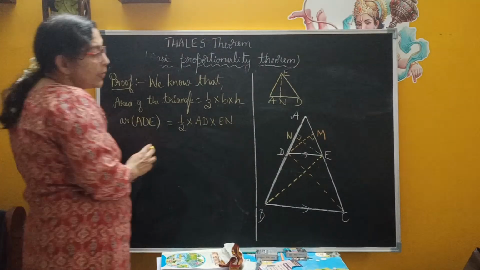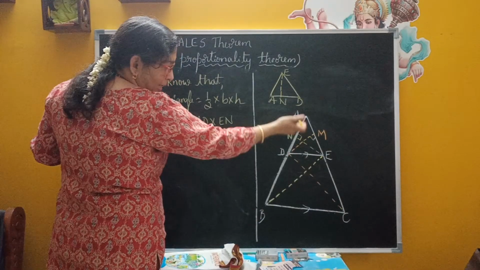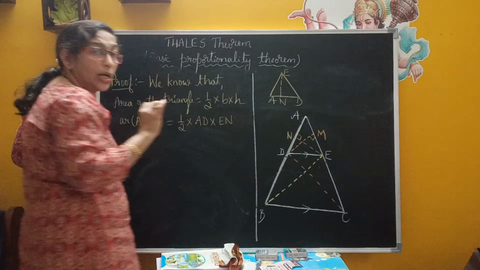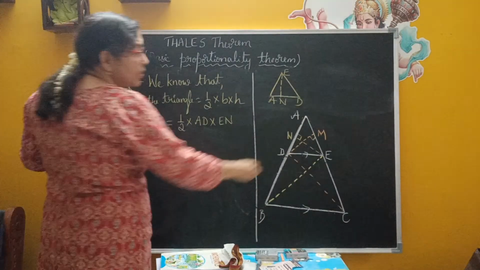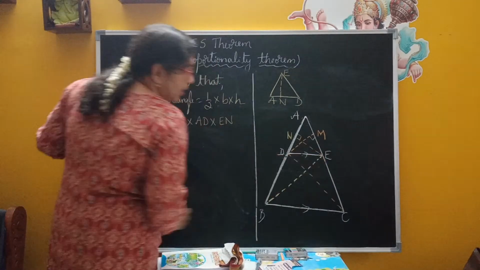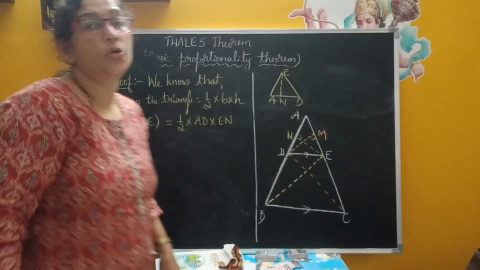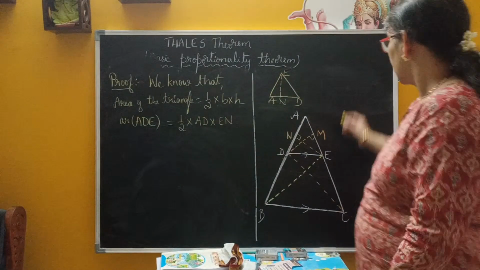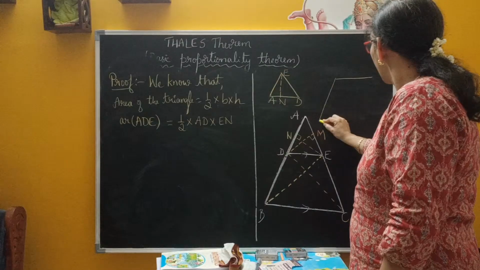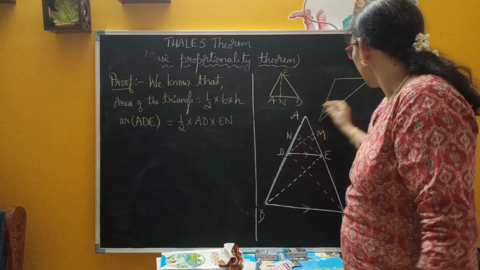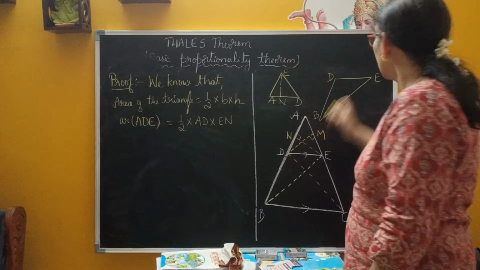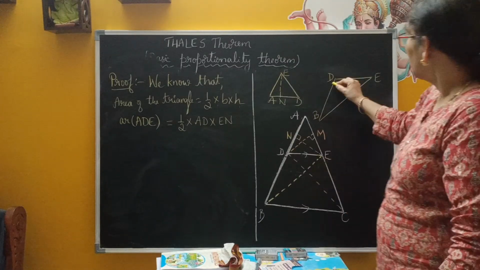Now let me take the same sided triangle, one more. Here also we need to get EN as the perpendicular. We should get a common height. So which is the other triangle? I will take the triangle BDE. I will draw and show you how you get it. This is the triangle with points B, D and E. This is an obtuse angle triangle, isn't it?